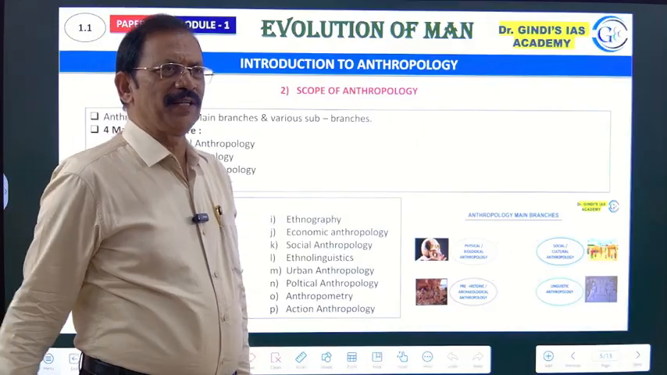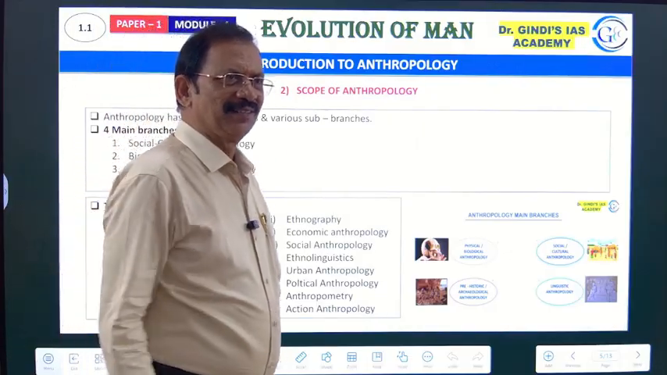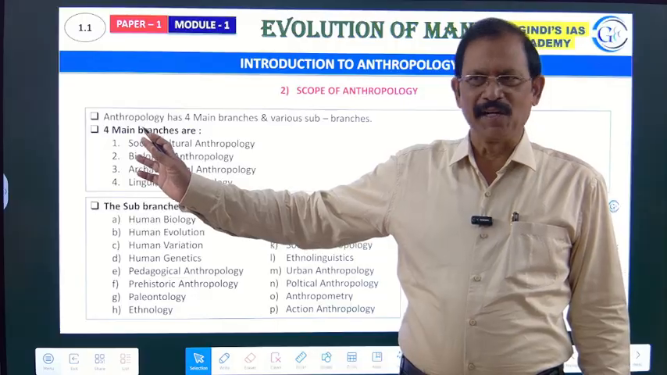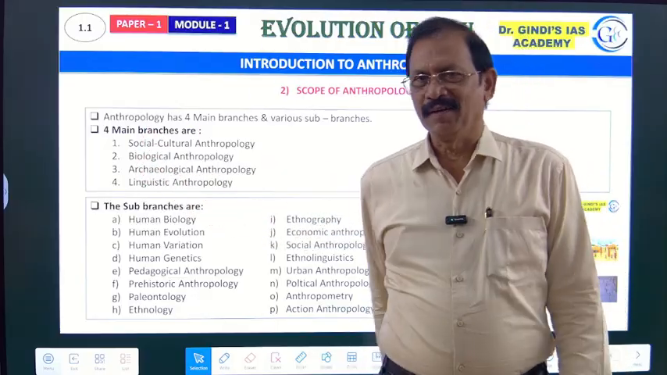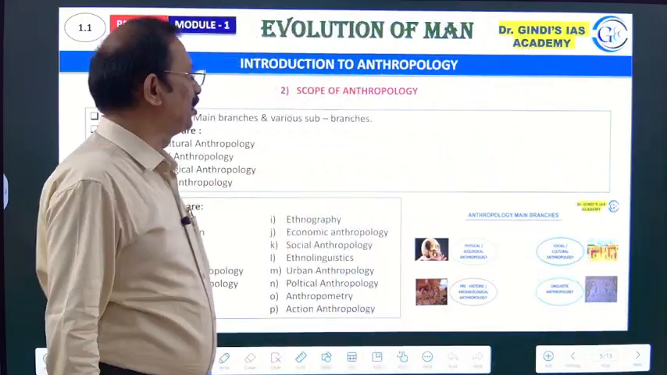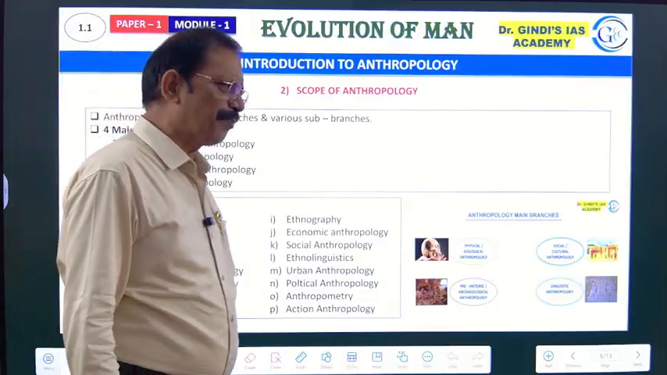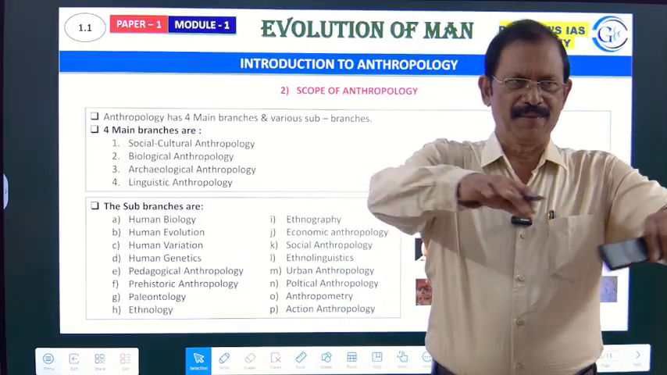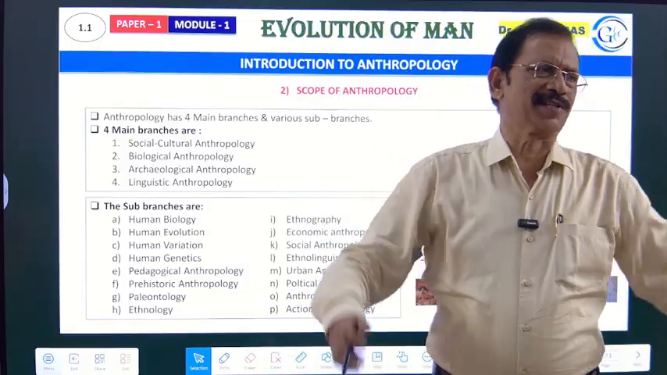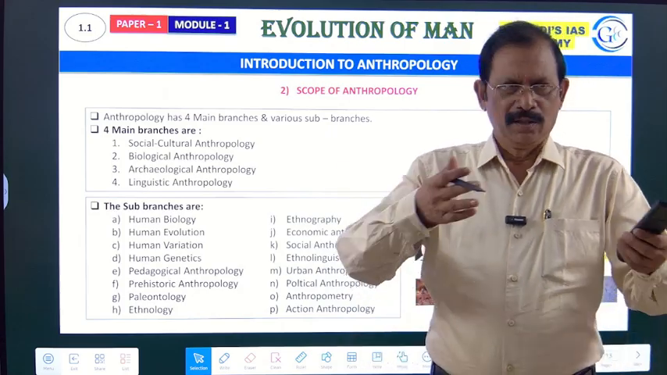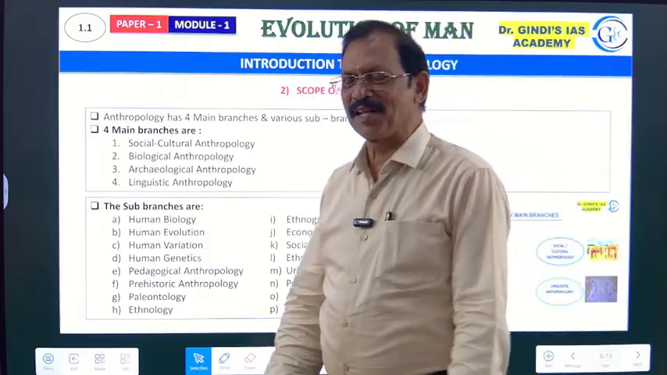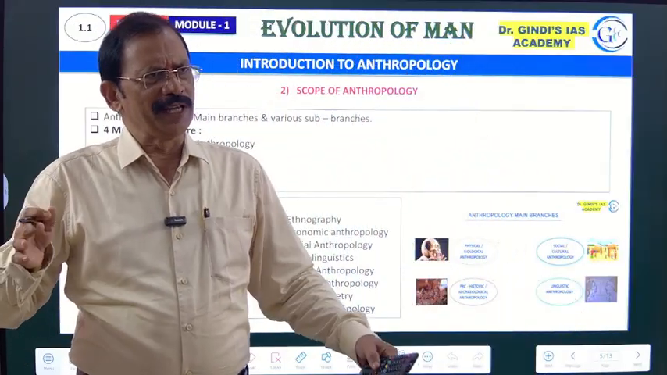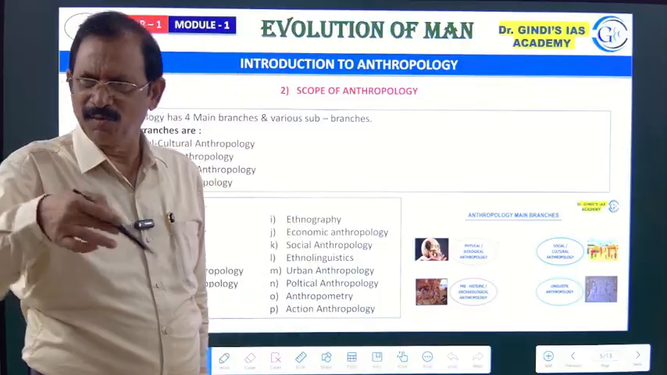So already I have given the introduction as part of your UPSC syllabus 1.1. Second, I have given the meaning of anthropology, then the scope of anthropology. What is meant by scope? The limit. How can it be extended? What is the jurisdiction, in your terminology? Whatever area it can enter, that we are going to discuss.